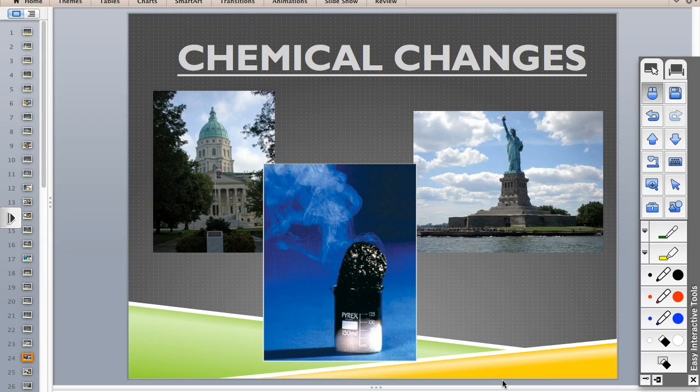Here's some chemical changes. Here I have a couple pictures of a building and the Statue of Liberty. These are both made out of copper. And the copper can oxidize and it can make this nice patina color. Does anybody have copper overhangs on their windows at their house? Have you ever seen those? They're on kind of fancier buildings. No?